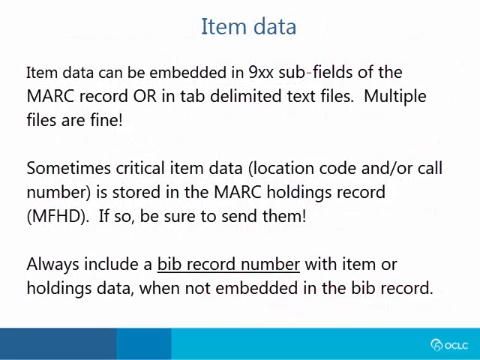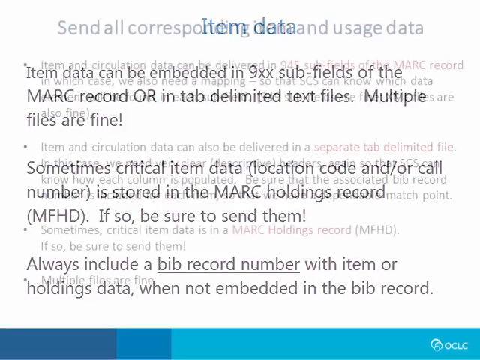In addition to your in-scope bib records, we need all the associated item and usage data. Item data can be embedded in the MARC bib record, often in 9XX subfields, or it can be delivered in a separate tab-delimited file. When item or usage data is delivered in standalone files, be sure to include the bib record number with each item record so that we can link it back to the appropriate bib record.